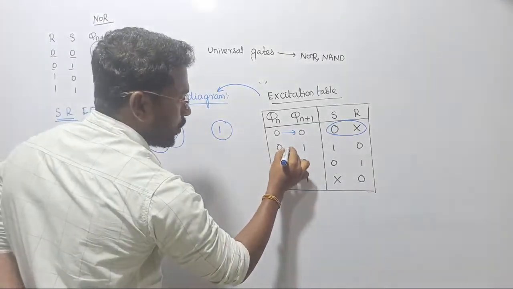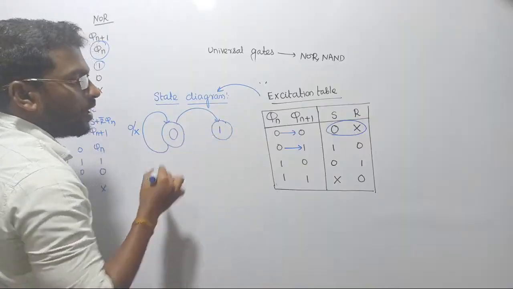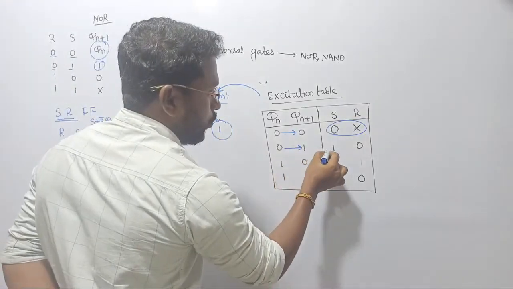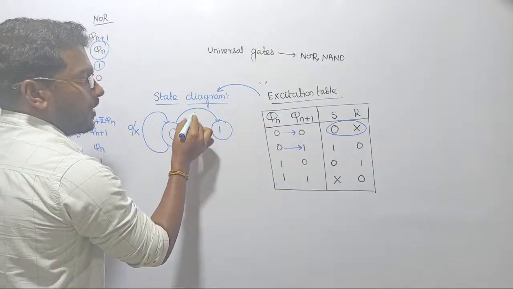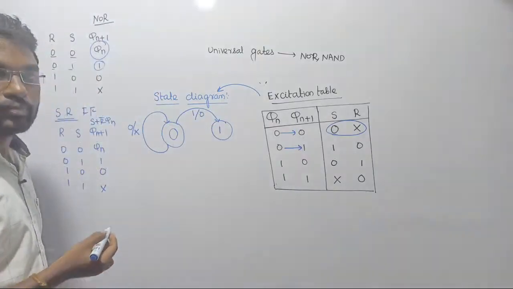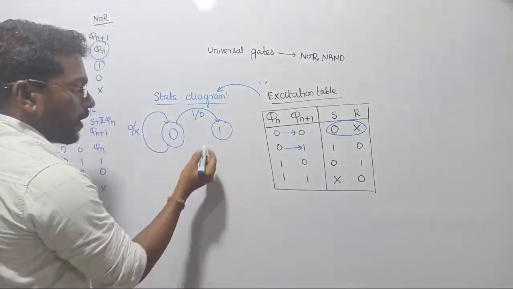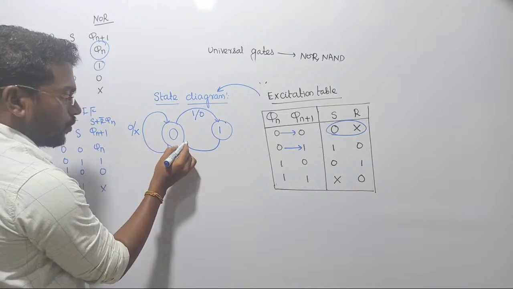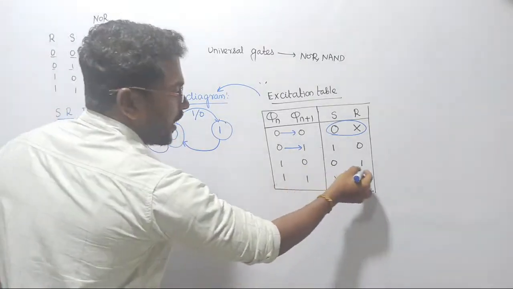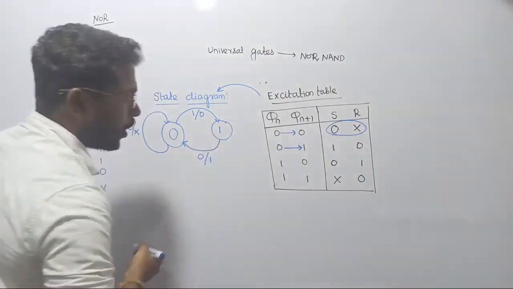Again, past is 0, present will become 1. With this, its correspondent possible inputs are, for S we are giving 1, for R we are giving 0. The next case 1 0. See there, 1 0 in the sense, past is 1, present is 0. Its possible inputs are, for S we are giving 0, for R we are giving 1.